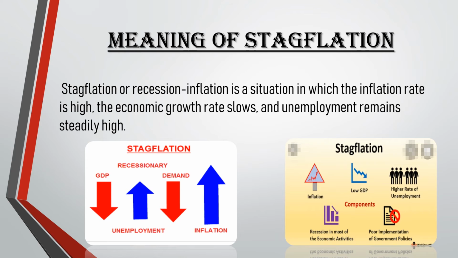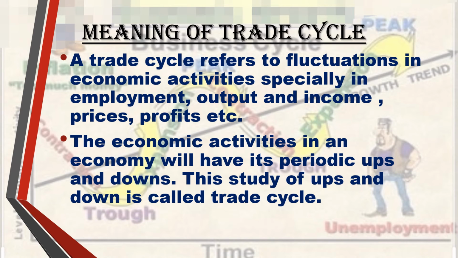Now we are moving to another important topic, that is trade cycle. A trade cycle is a cycle of fluctuation in the GDP around its long-term natural growth rate. A trade cycle refers to the fluctuation in economic activities, especially in employment, output and income. The economic activity in an economy will have its periodic ups and downs, and this study of ups and downs is called trade cycle.